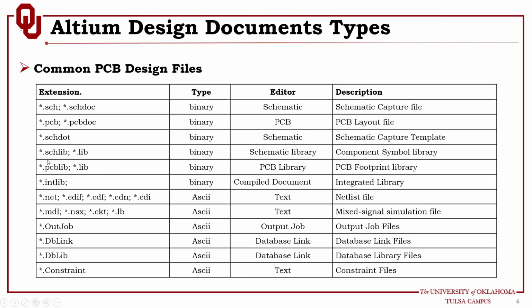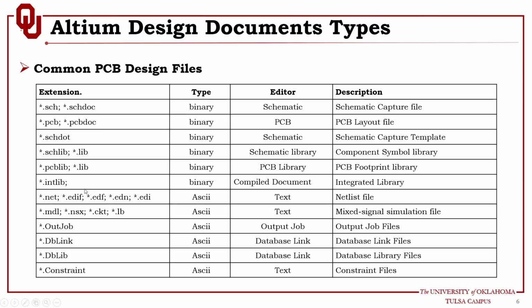Schematic library is for schematic symbols. When we learn how to create a component symbol, we need to create a schematic library for that. PCB library is also for footprints. The integrated library integrates the schematic symbol and the footprints and links them together. It's called an integrated library because it integrates components inside one library. So we have netlist files. These are ASCII files or text files.